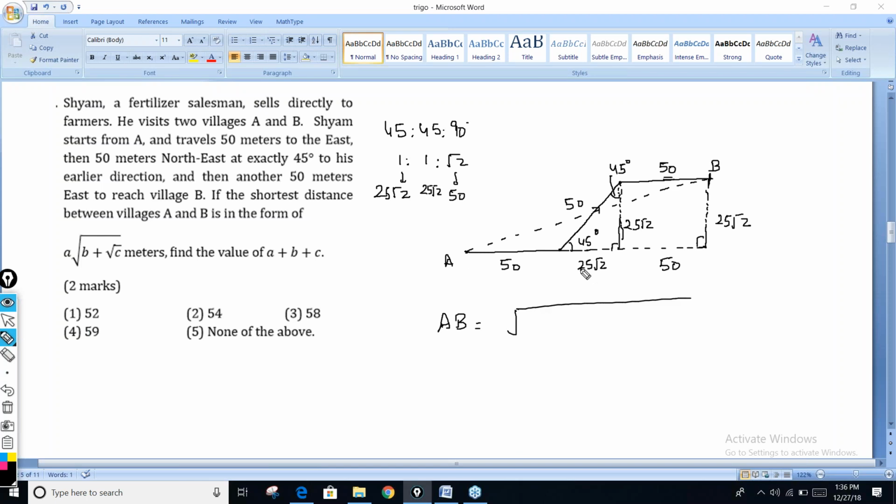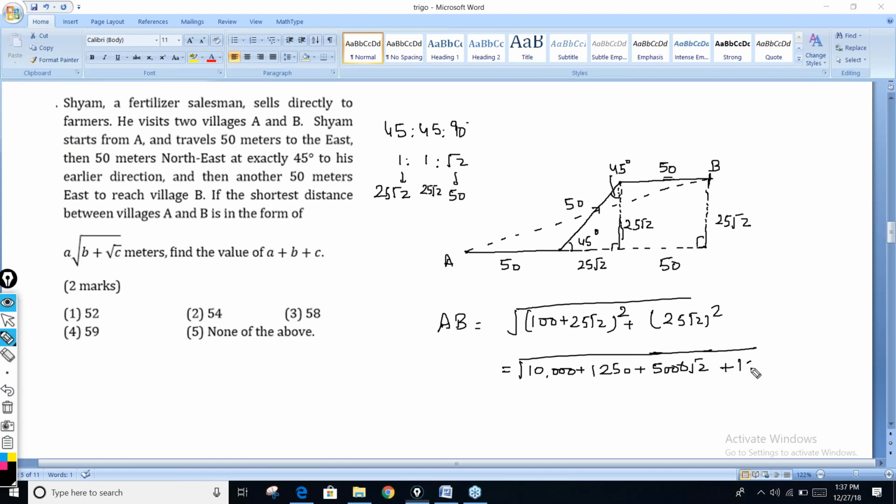Again, I can apply the Pythagoras. This side is 100 plus 25 root 2 whole square plus 25 root 2 whole square. And what is the answer? Answer is 10,000 plus 1250 plus 5,000 root 2 plus 1250. So that is 12,500 plus 5,000 root 2.